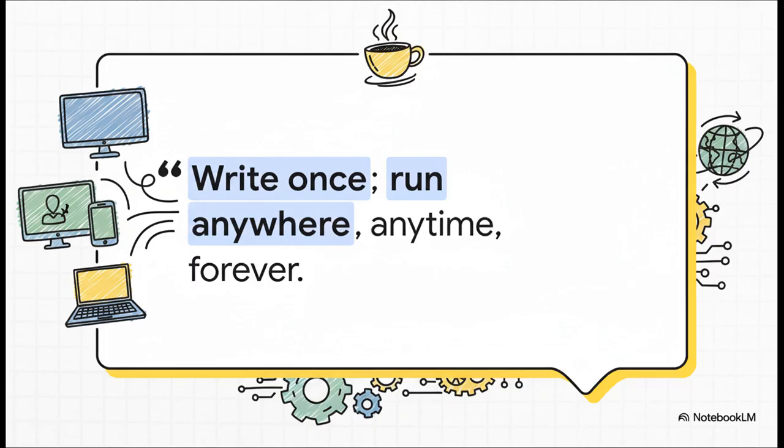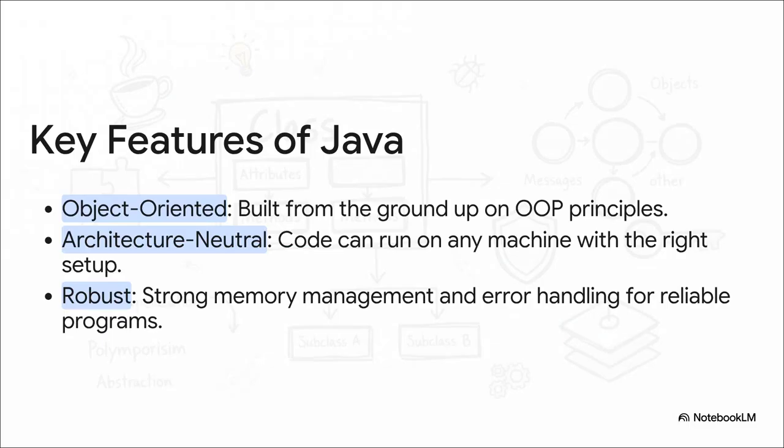The goal was simple. Write your code one single time, and it should just work, flawlessly, on any machine, anywhere in the world. So what gave Java its superpowers? Well, it really boils down to a few key things. First, it's object-oriented to its core. It lives and breathes those 4 pillars we just talked about.